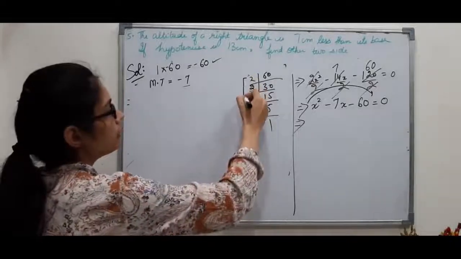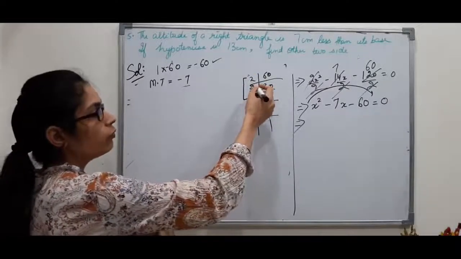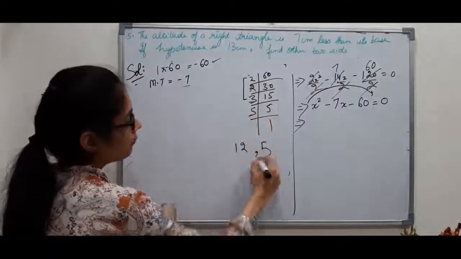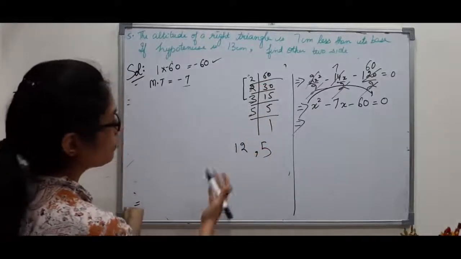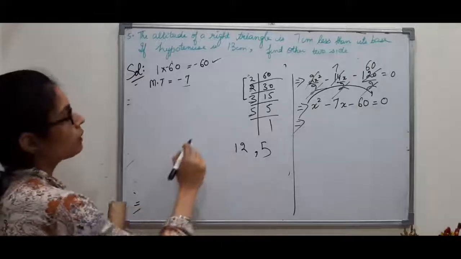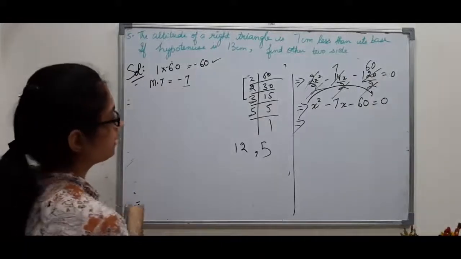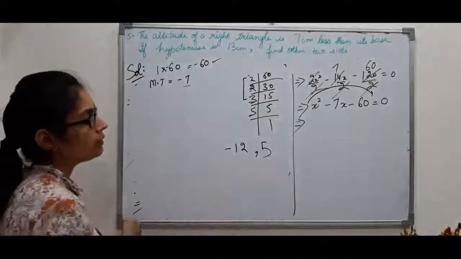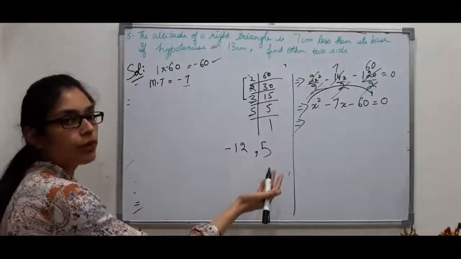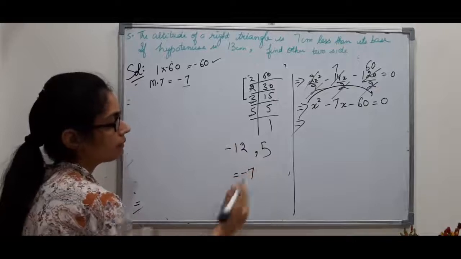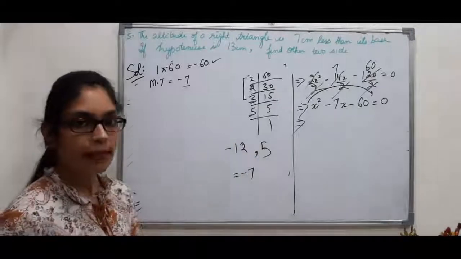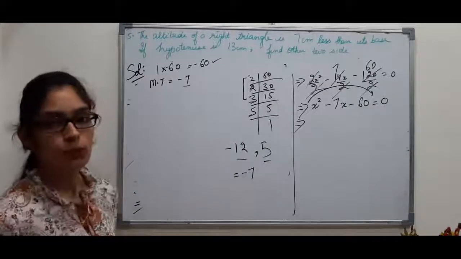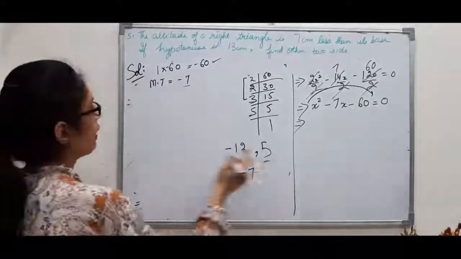Now we will multiply these three numbers. 2 into 2 is 4, 4 into 3 is 12. Another number is 5. So let's try with this. 12 into 5 is 60, but we need minus 60, so we'll write a minus sign with 12. Now let's do its addition. Minus 12 plus 5 will be equal to minus 7, because plus minus is minus, with the sign of the bigger number. So we will choose these two numbers, minus 12 and 5.